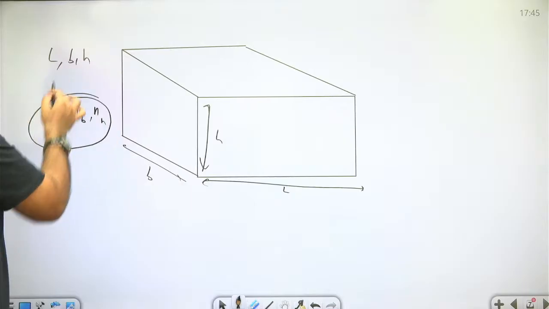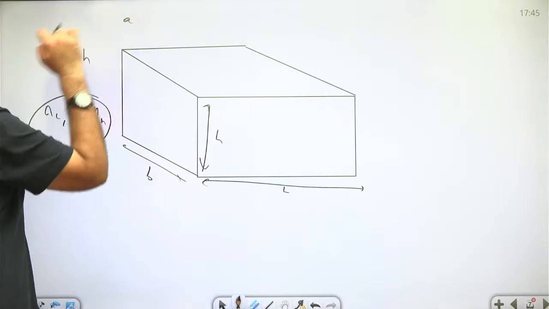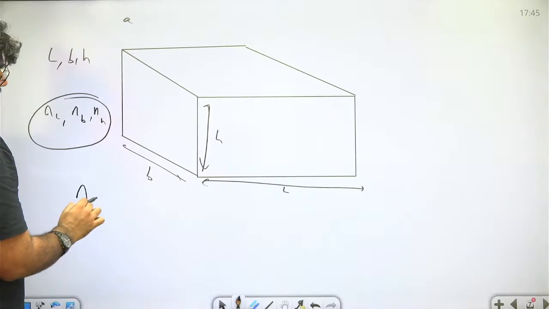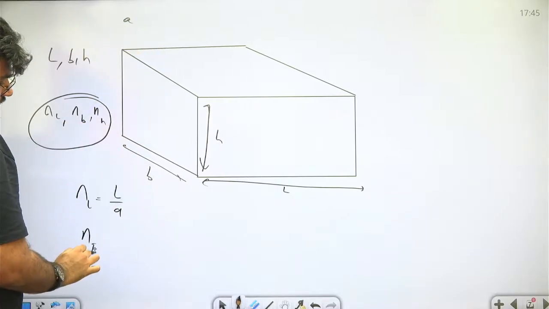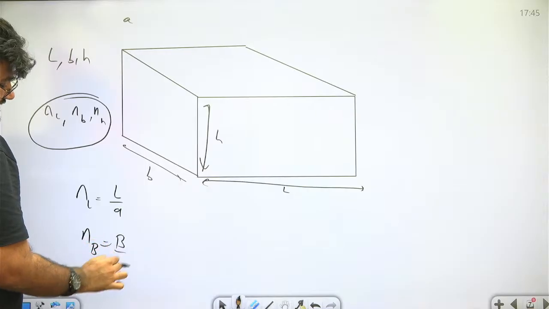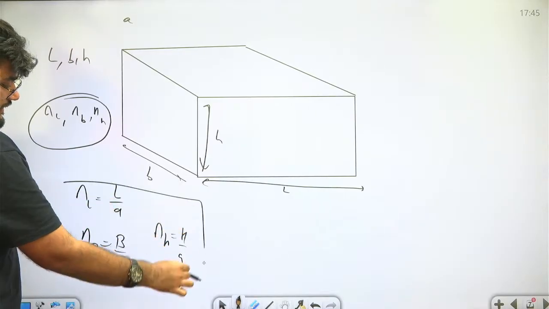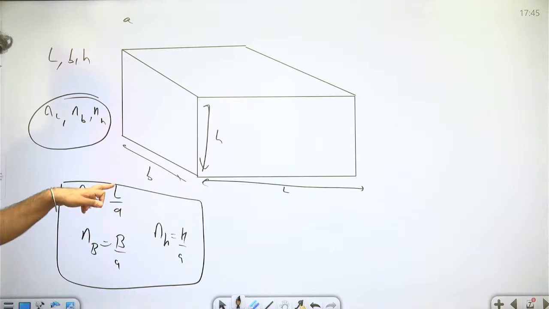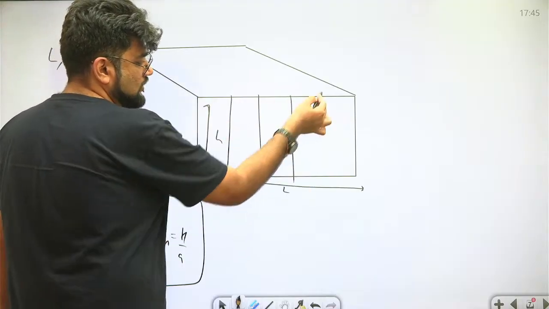Which are what? Which are length of the, let's say the length of the square is A. So NL will be equal to L upon A, length of the cube. NB will be equal to B upon A, and NH will be equal to H upon A. That means the length of the total cuboid divided by the length of one cube, because they will always be cut in cubes only. They will always be cut in smaller cubes like this.